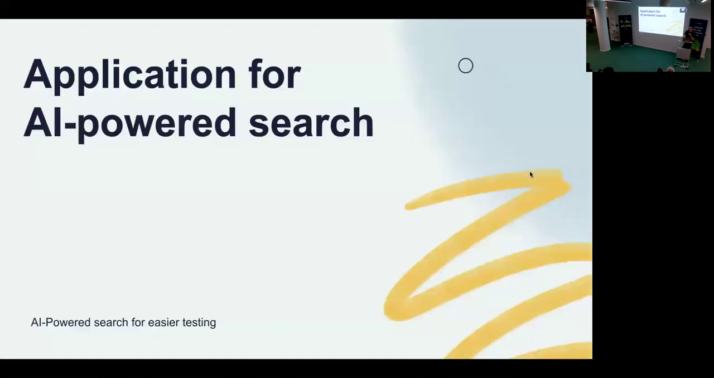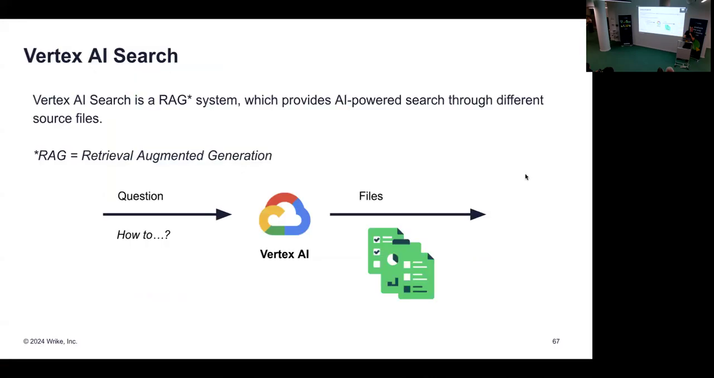And we built the application for it. And the base of the application is the Vertex AI search. It's a retrieval augmented generation system which provides AI-powered research through different source files. It can sound a little bit hard, but it's easy. You just ask the question and it returns related files.